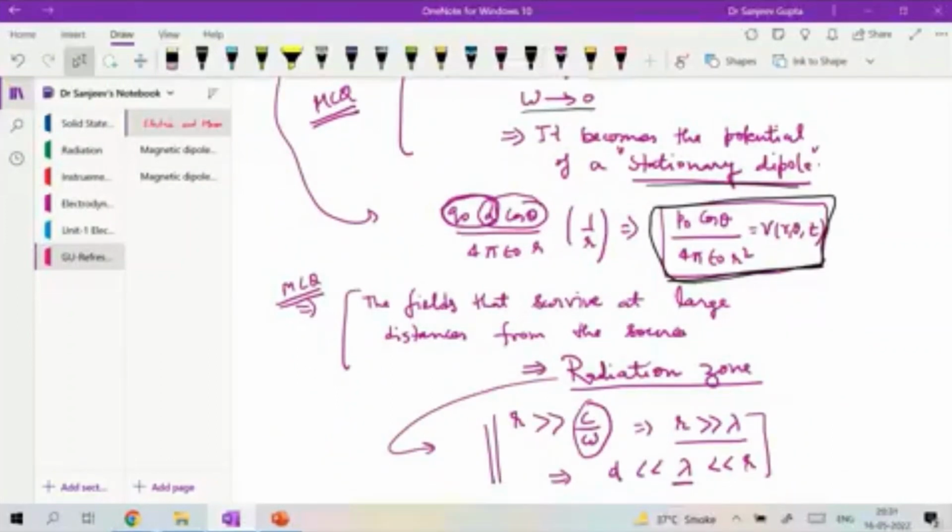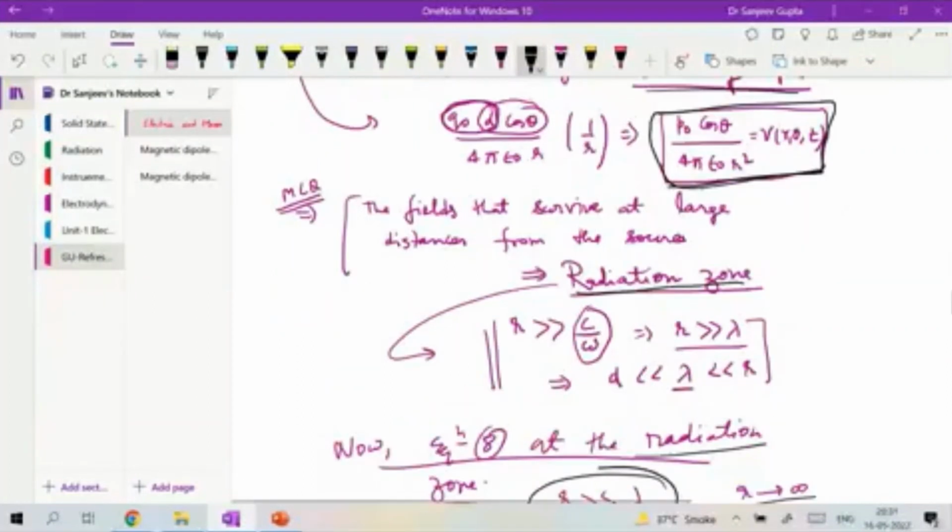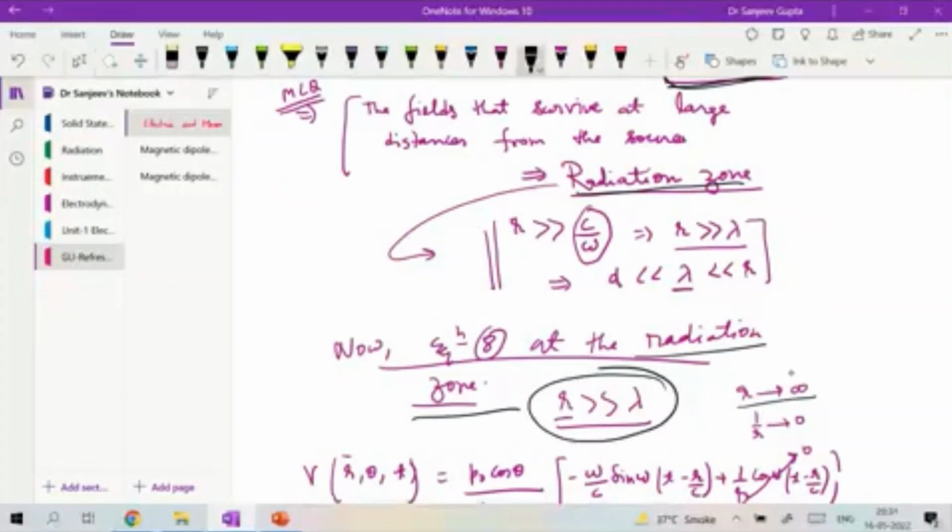It means the field that survives at large distance from the source is the radiation zone. Now we are focused on this zone, all the study is on what is popularly known as the radiation zone. In the radiation zone, r becomes larger than c by omega, so r becomes greater than lambda. Lambda, you can see, is between d and small r.